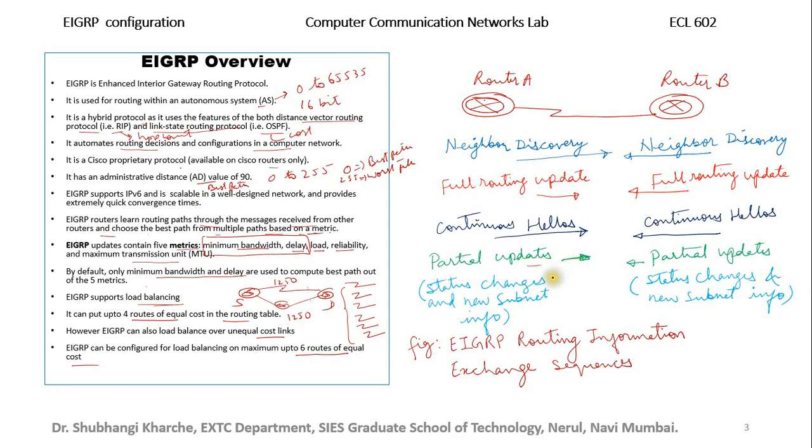The EIGRP routers will update the partial changes happening in the network topology, unlike in the RIP routing protocol. In the RIP routing protocol, we have seen that the routers exchange the entire routing table as the updates, whereas in case of the EIGRP routing protocol, only the partial updates are made by the EIGRP routers. After having the full routing updates, they go for only the partial updates.